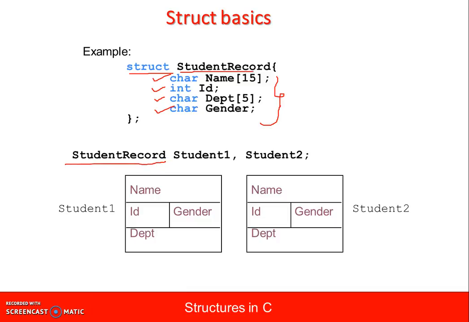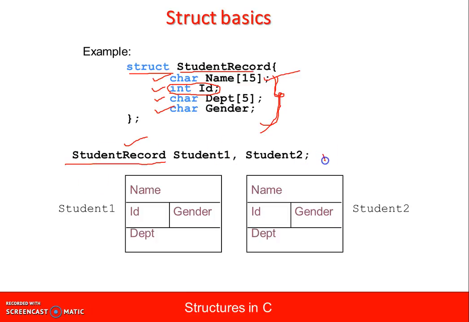Now how much memory is this structure going to reserve? For example, if we declare a primitive integer ID, we know that an integer will store 2 bytes in memory, and if we store a character array of 15 locations, it will store 15 bytes. So all in all, these four members will store 15 plus 5, 20, plus 2, 22, and 1, that means 23 bytes. So if we declare any variable of this structured user-defined data type, it is going to store 23 bytes.